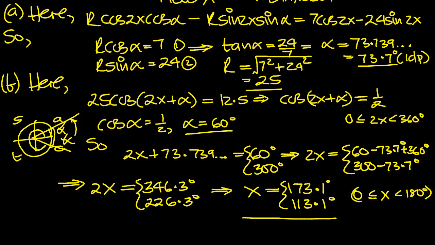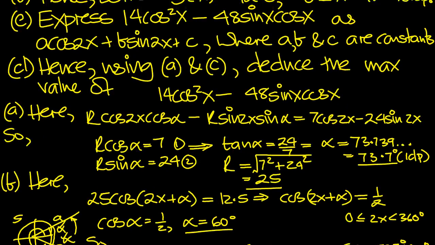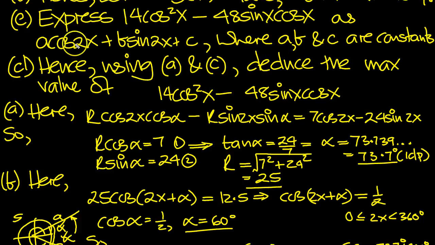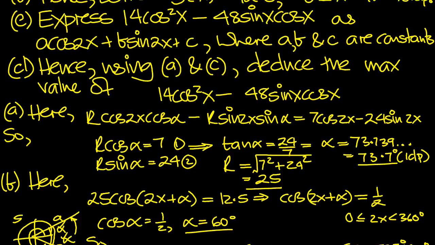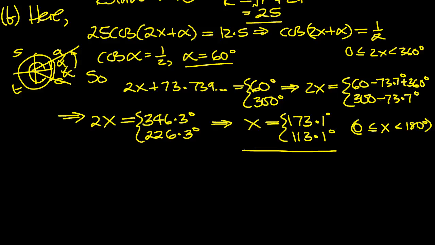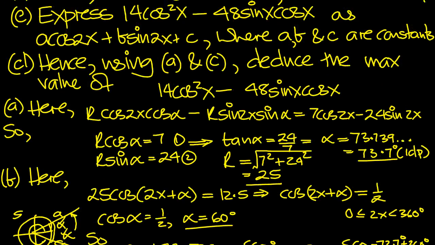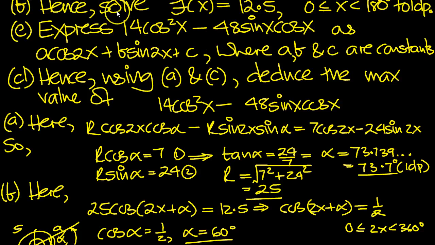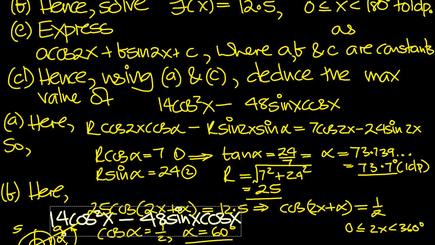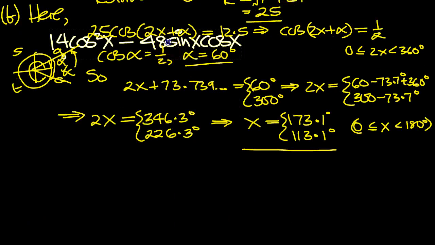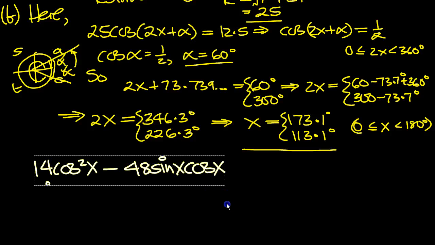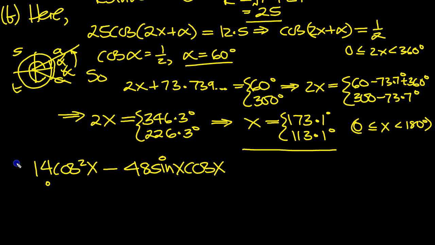So that's part B. So let's have a look at part C. Express this as A cos plus B sine plus C. Okay, I'm going to copy that and drag it down. Here it is here. So let's just take it and move it down. Hopefully we've got what we need here. So this is part C now.